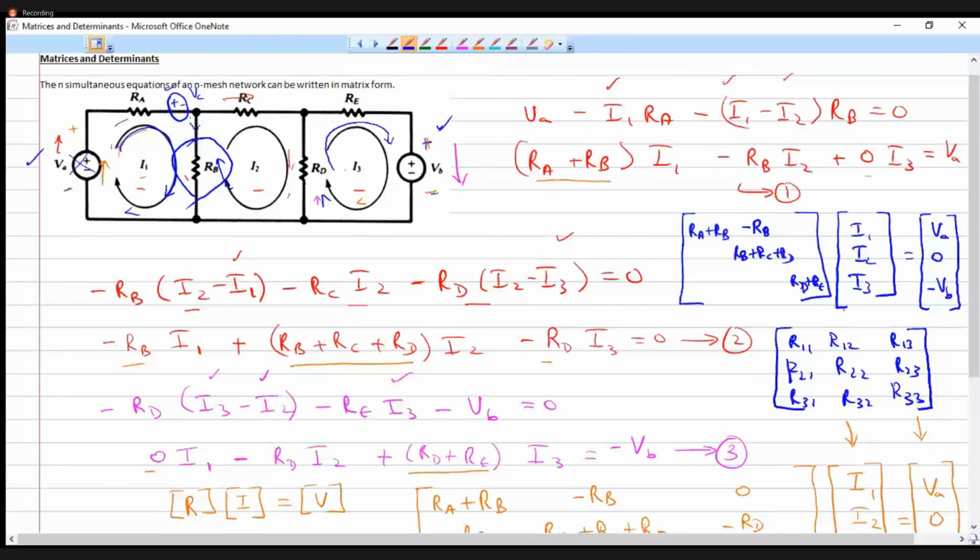The R13 element is the resistance, or passive elements, common to loop 1 and loop 3. If you check, loop 1 is here and loop 3 is here. There are no common elements shared by loop 1 and loop 3, so that should be equal to 0.